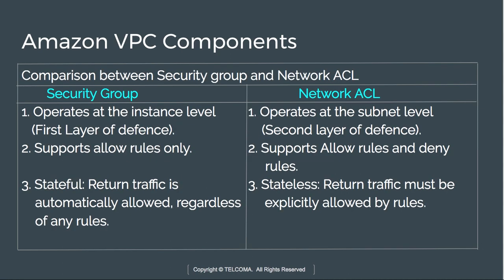So let's have a look at the difference between the security group and network ACL, as we have discussed security groups also. A security group is the very first layer of defense, whereas network ACLs are a second layer of defense. Security groups operate at an instance level, whereas network ACLs work at the subnet level. Security groups are stateful and network ACLs are stateless. Now what is the difference between stateful and stateless? With stateful, return traffic is automatically allowed regardless of any rules, whereas with network ACLs, return traffic must be specified with the help of rules.